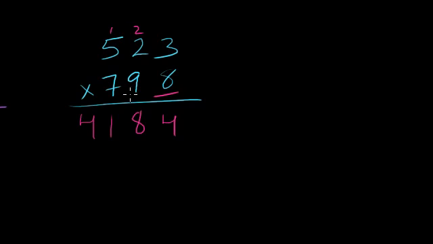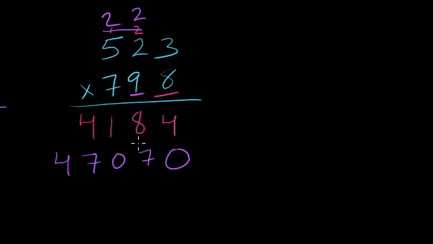So let's do the 90 right there. It's a 90, so we'll stick a 0 there. It's not a 9. So 9 times 3 is 27. 9 times 2 is 18. 18 plus 2 is 20. And then we have 9 times 5 is 45. 45 plus 2 is 47.